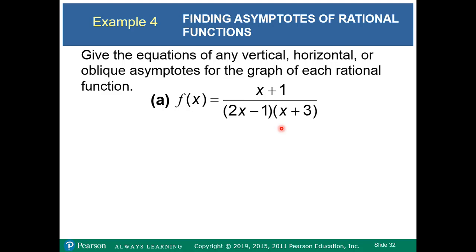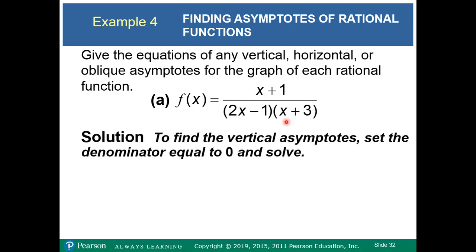There's also going to be a horizontal asymptote at y equals 0. Okay, because the degree on the bottom here is 2, because if you multiply this out, you get x squared. So it is a squared term on the bottom. And since the degree is larger on the bottom, there's going to be a horizontal asymptote at y equals 0.